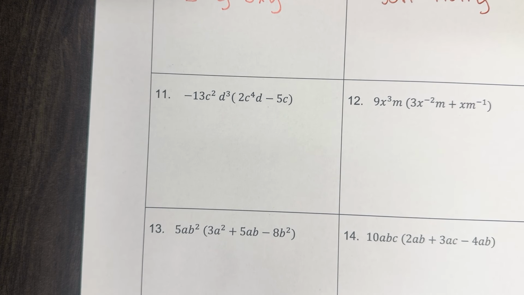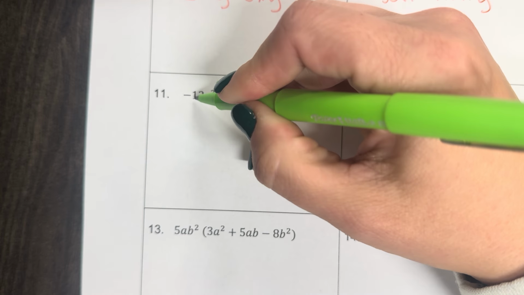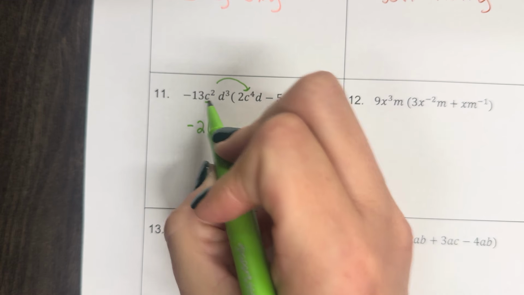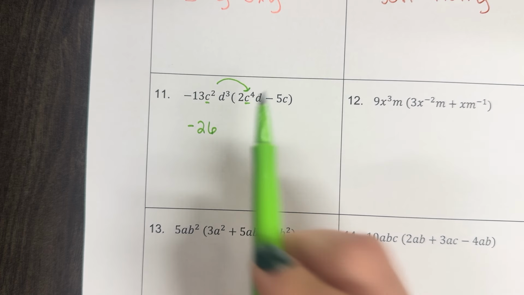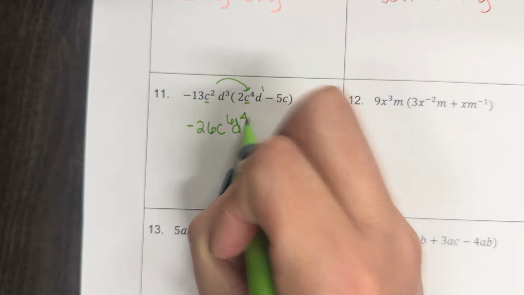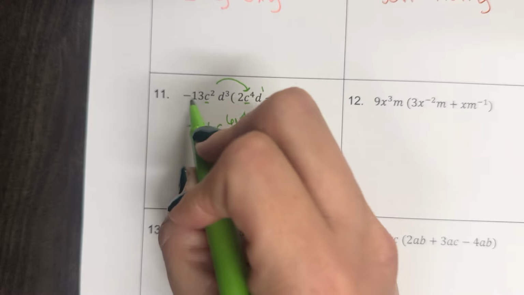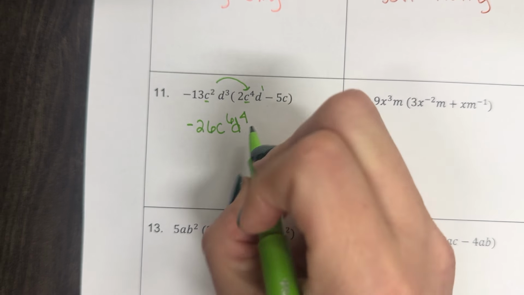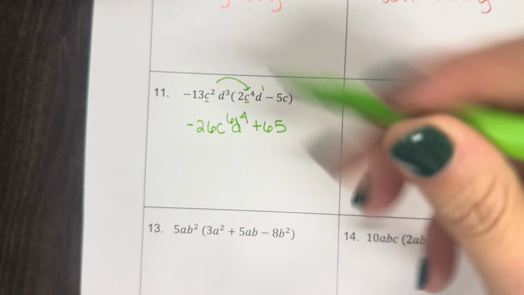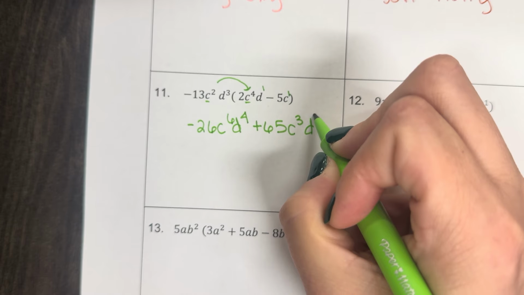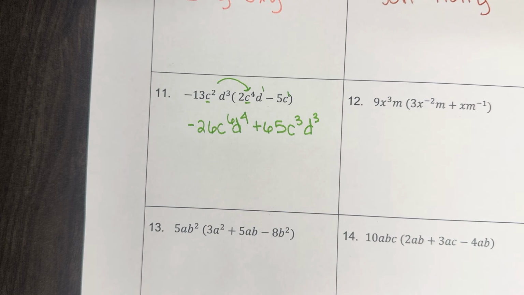And number 11. So if I distribute here, negative 13 times 2 gives me a negative 26. My c's can go together, so 2 plus 4 gives me 6, and 3 plus 1 gives me 4. Then I have negative 13 times negative 5. So 2 negatives make a positive. Use a calculator if you need to. That will give us a positive 65. So if I add, 2 plus 1 gives me 3. That d to the third just tags along. It does not go away. It is still part of it.